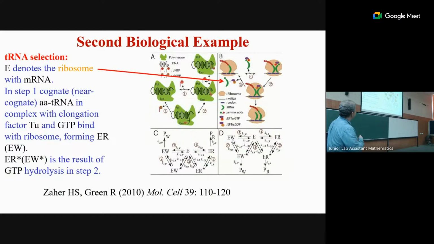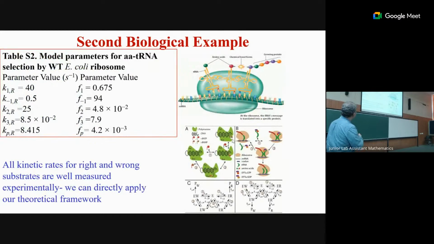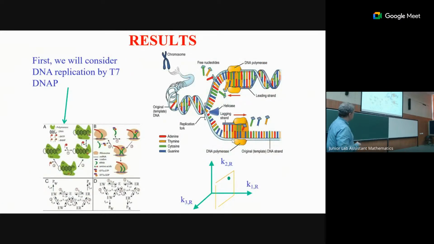Another example is tRNA selection, and this is in the ribosome. In the ribosome, this follows this chemical kinetic scheme. Again, all rates are known, given over here. All rates which follow the schemes can be described. Okay, so we have a stochastic model of kinetic proofreading for two different systems.